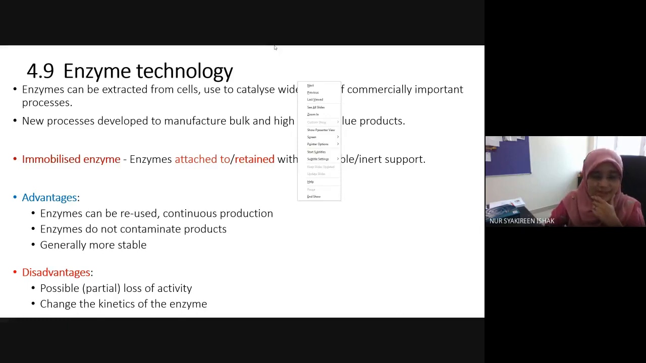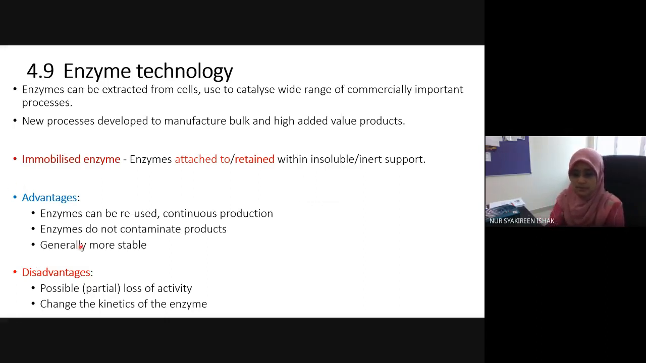And then the disadvantage is that there is possible partial loss of activity, and it changes the kinetics of the enzyme. Why? Because you have now attached the enzyme to a support, so the enzyme will not move anymore. The only substance that will move is the substrate, the substrate will find the enzyme.